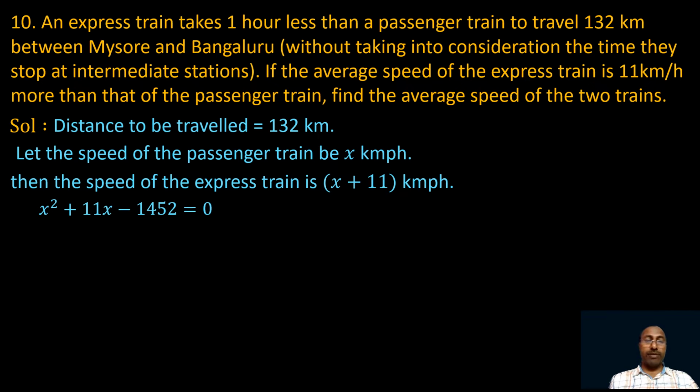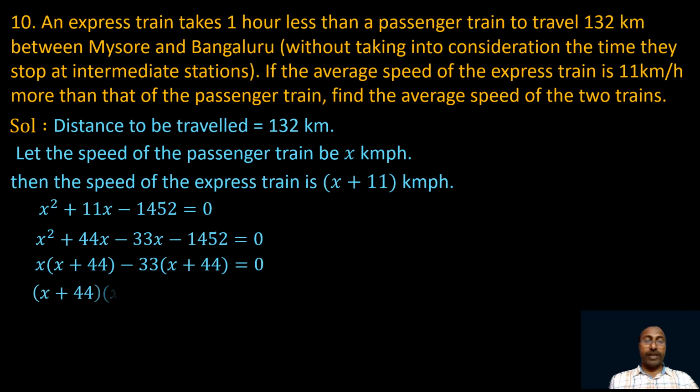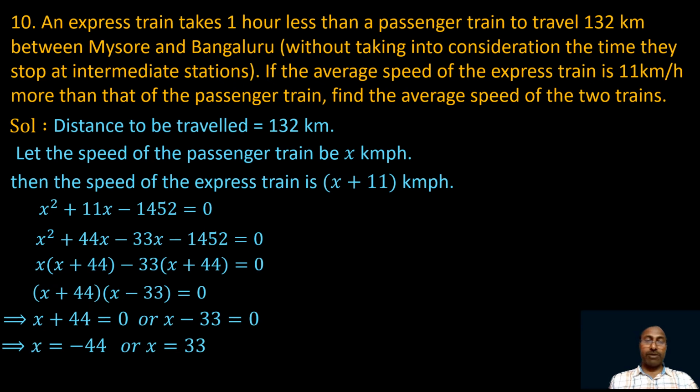So let us solve this equation in factorization method. So choose two numbers such that their sum is 11 and their product is 1452. So the numbers are plus 44 and minus 33. So x square plus 44x minus 33x minus 1452 equal to 0. And by factorizing it, we get x plus 44 into x minus 33 equal to 0. That is, either x equal to minus 44 or x equal to 33.